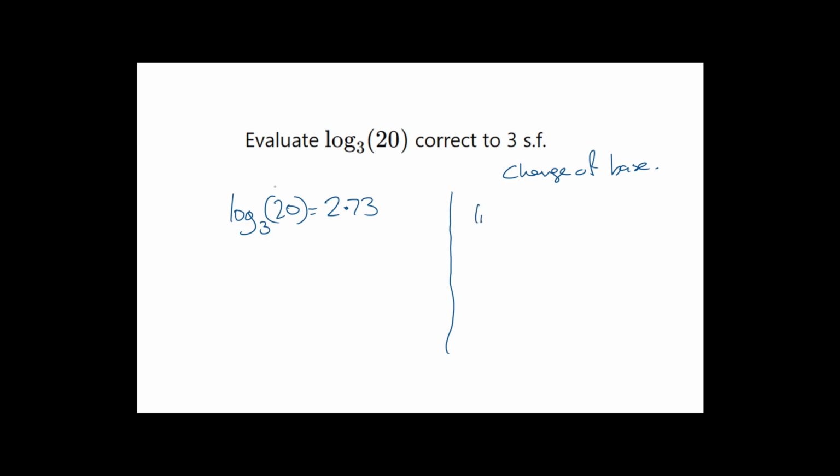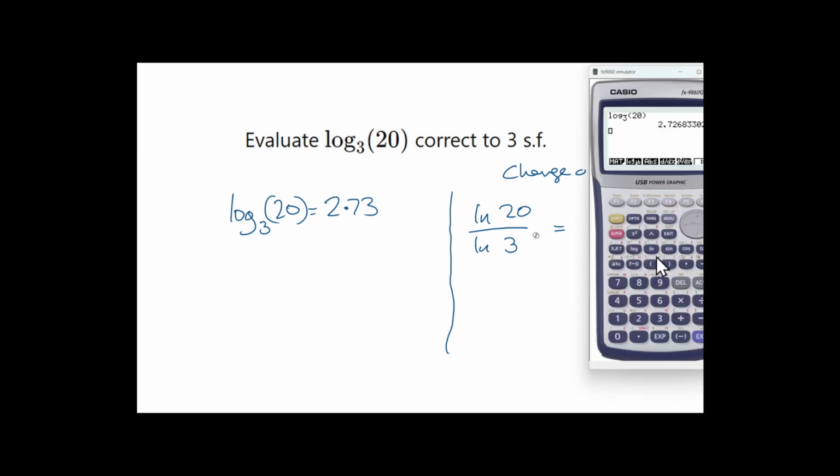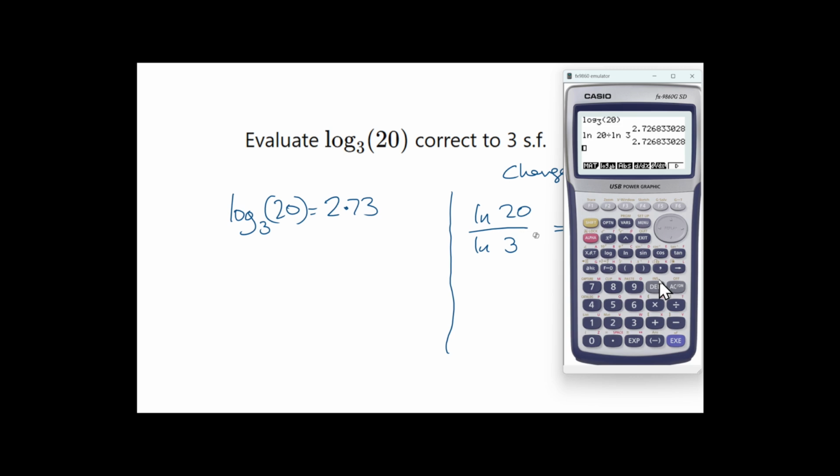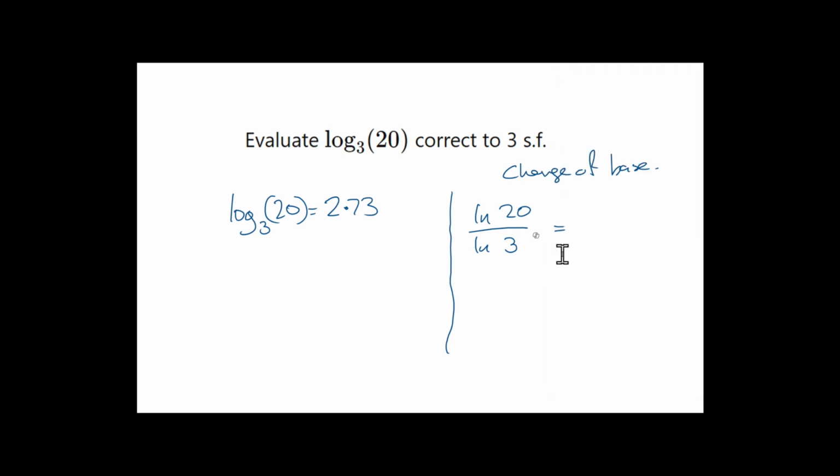So natural log of 20 over natural log of 3. And it's going to give us the same answer. .72, same numbers. Okay.